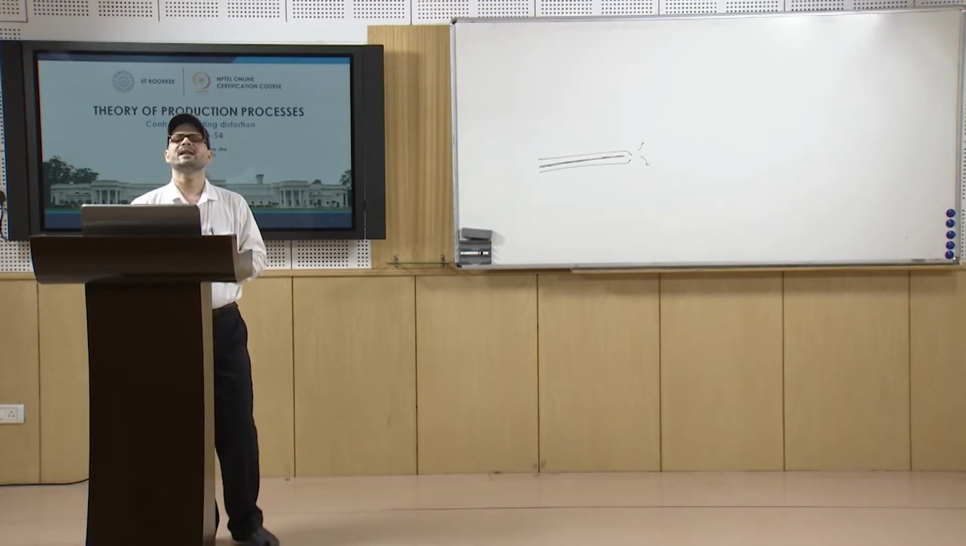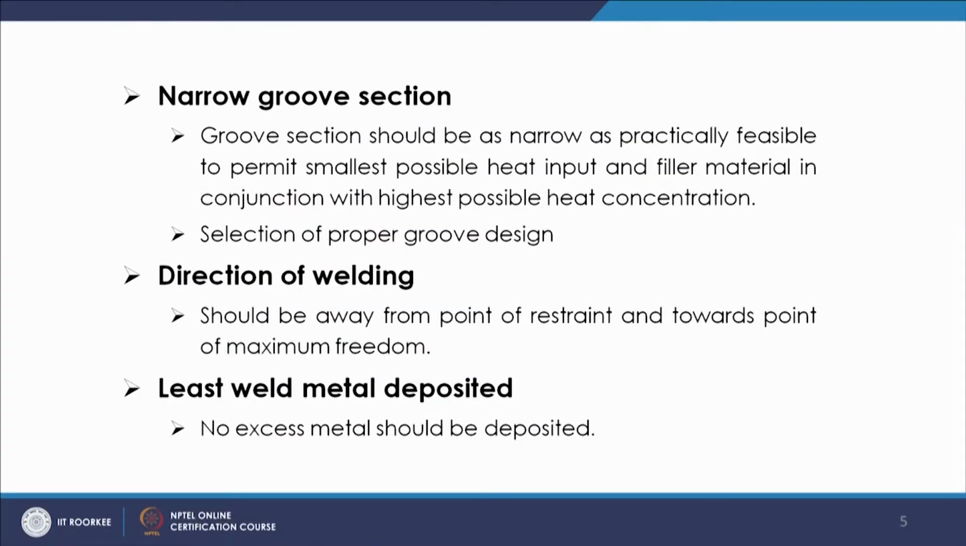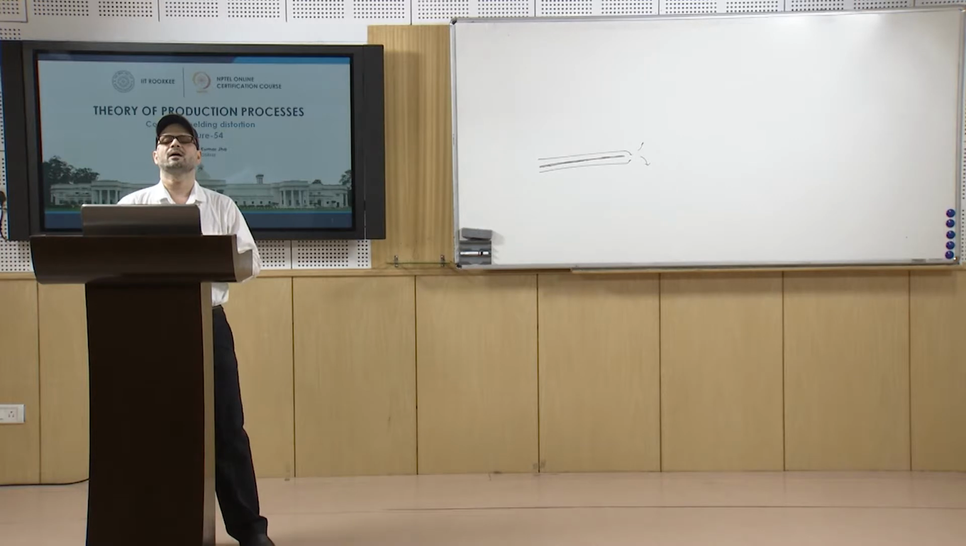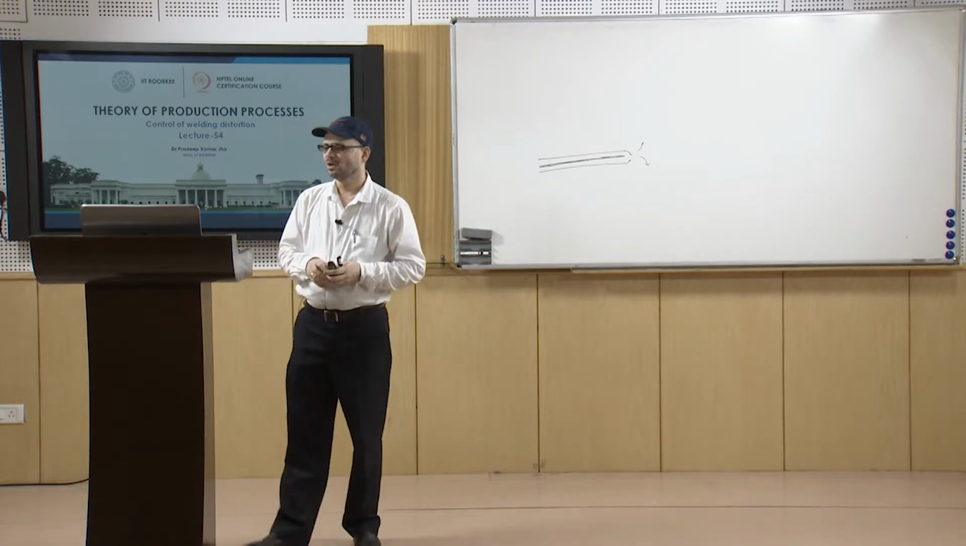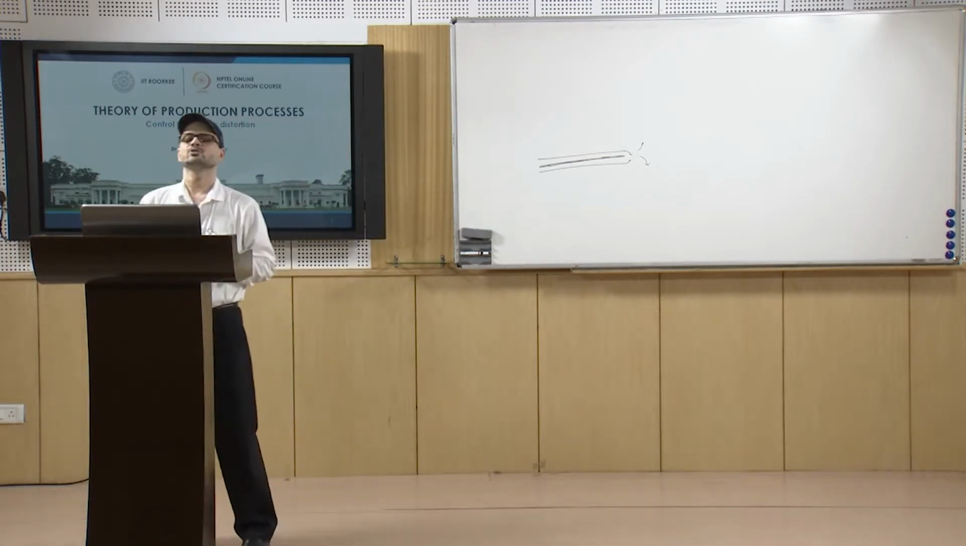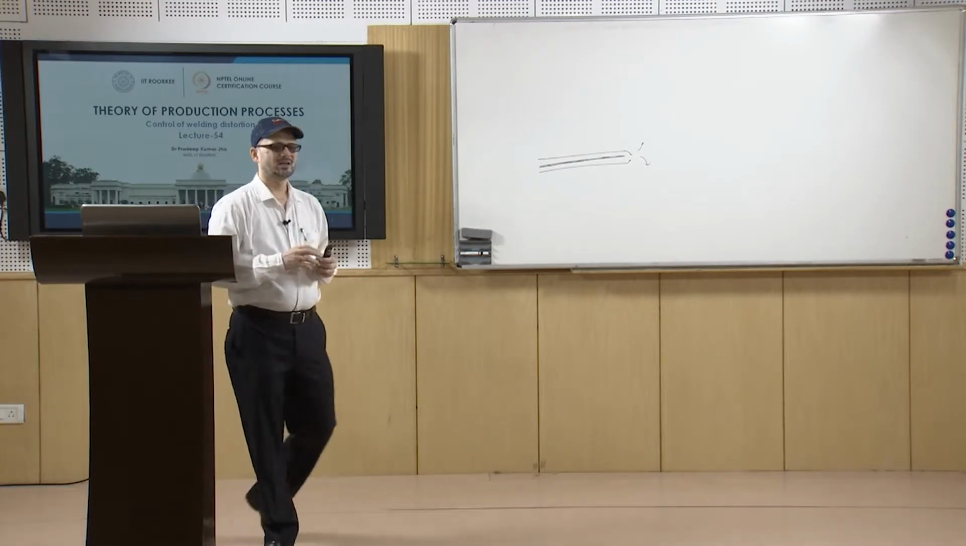Next is the narrow groove section. The groove section should be as narrow as practically feasible to permit the smallest possible heat input and filler material in conjunction with the highest possible heat concentration. That is the requirement. You give the smallest possible heat input, and the concentration of the heat source should be the highest. That will reduce the chances of distortion.